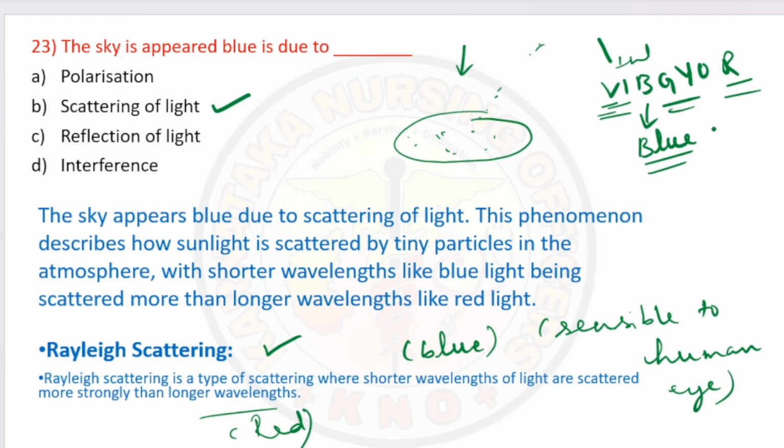So that's why for humans, the sky appears blue in color. Understood? This is due to scattering of light. So option B is the correct answer.